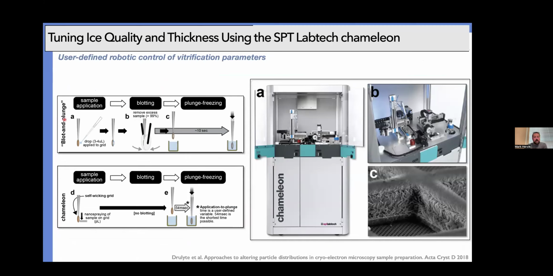With the Chameleon, or the Spotiton for that matter, you take a self-wicking grid with nanowires. You spray the sample on there using a picoliter dispenser. There is effectively no blotting. The grids are self-wicking, and so that's what's used for thinning. And then you can vitrify as quickly as 54 milliseconds or as long as 1 second, depending on what you need. And so with this, you can tune the ice thickness.